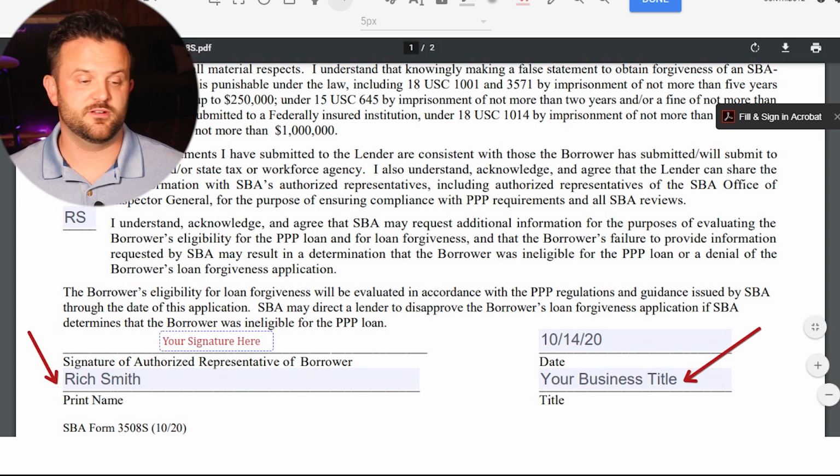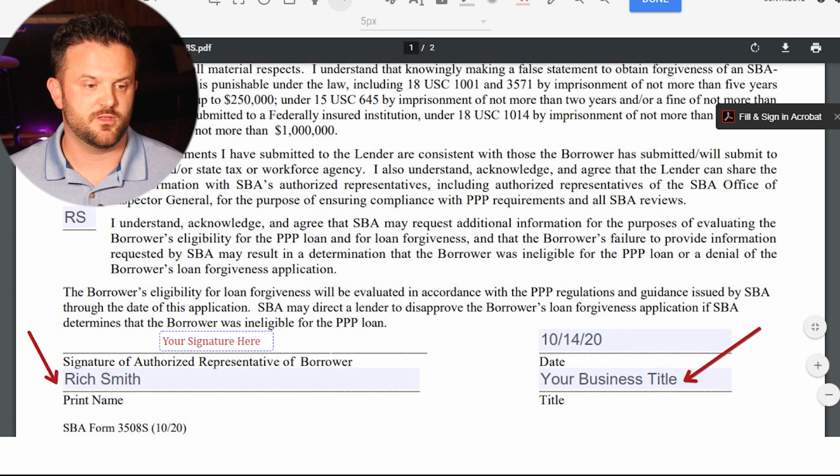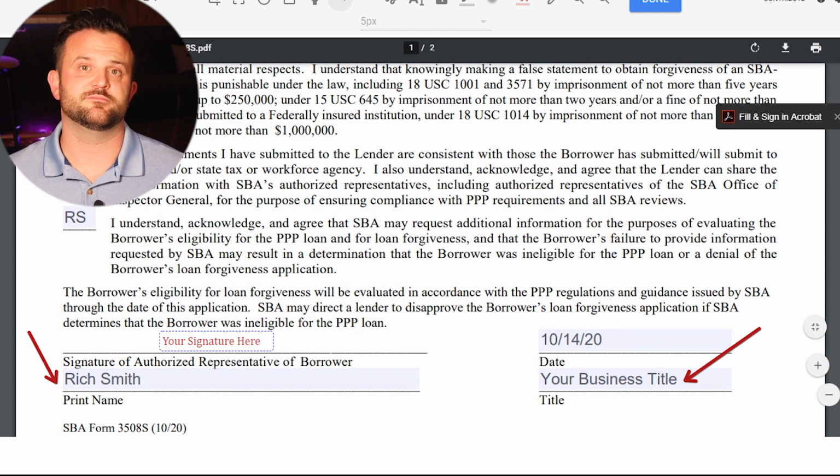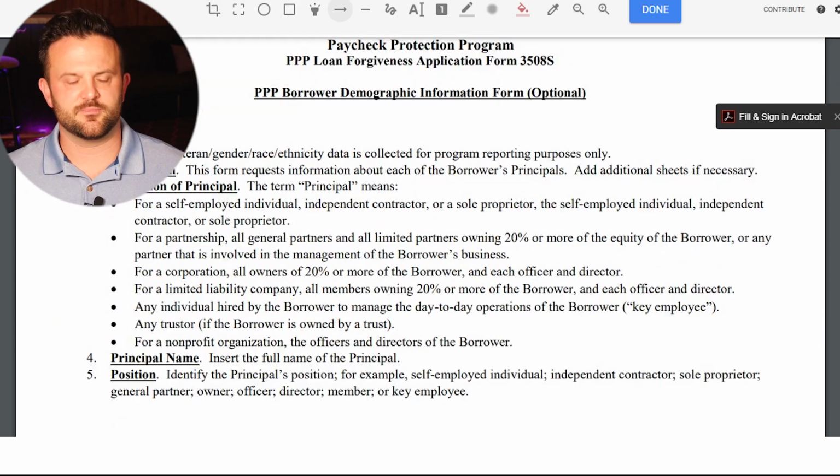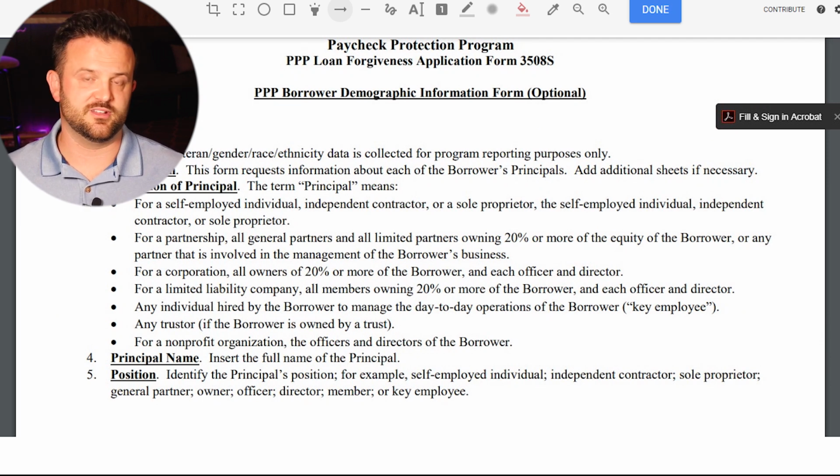And then the final part here is to simply put your signature, print your name, and put the date and your business title. For fun, I'll leave another link down below of business titles if you're not sure what to put. There is one more page for demographic information. It is optional, so you can take a look at it, you can read it, fill it in if you want to, or leave it blank.